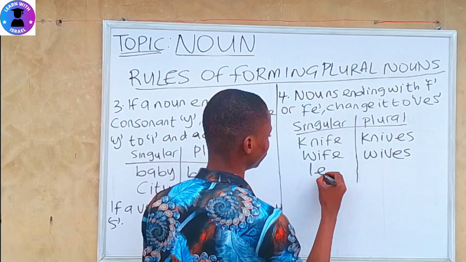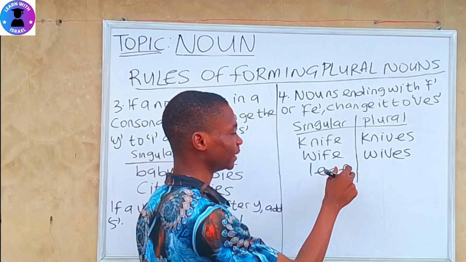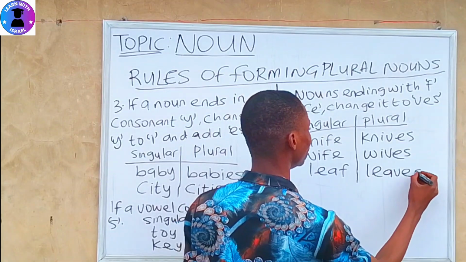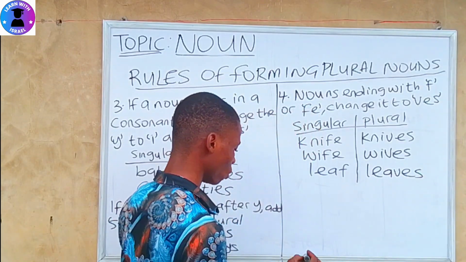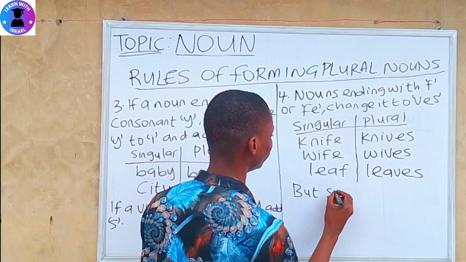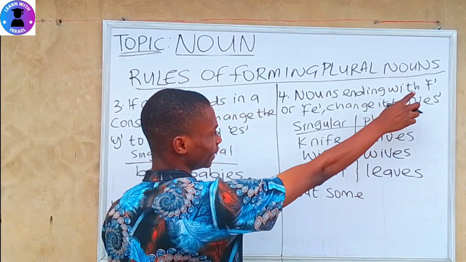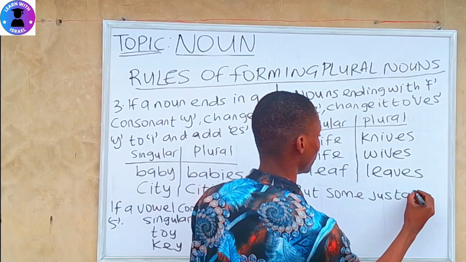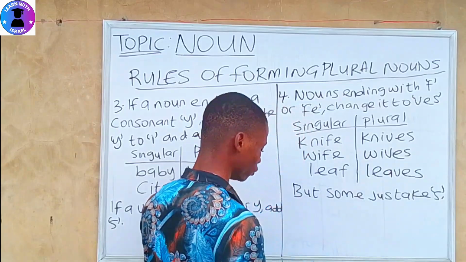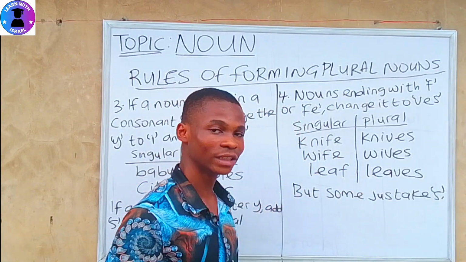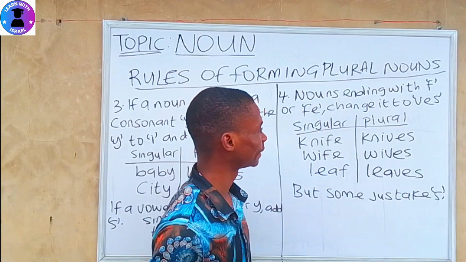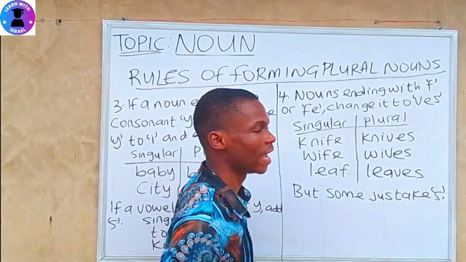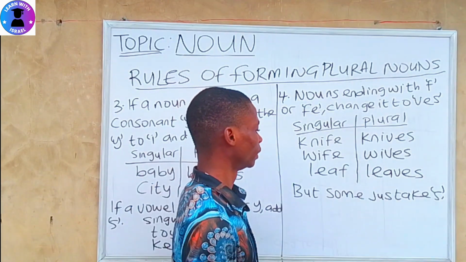We also have leaf. This one is not ending with fe, this one is ending with f. So just change that f to ves. Now leaves. But some nouns ending with f or fe just take s. I will cite examples now. Not all nouns ending with f or fe change to ves. Some you just need to add s to it.